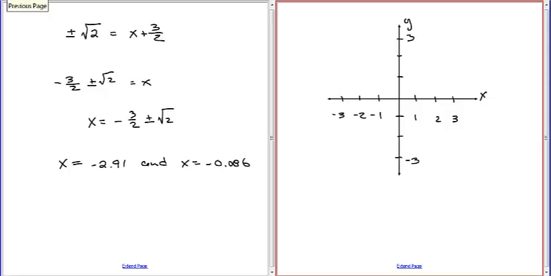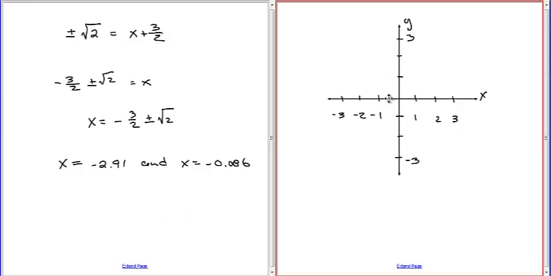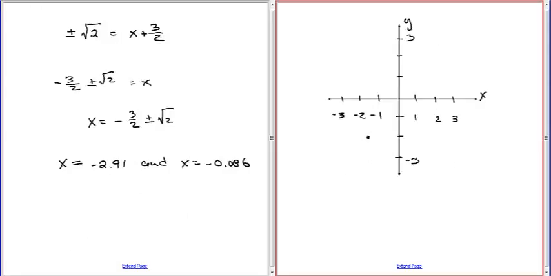So let's look what we have. Let's plot the vertex first. So it's negative 3/2, negative 2. Negative 3/2, negative 2, put you about right there. So that's the vertex. Because this is positive, it's going to go up, which we knew anyway because it has to have x-intercepts.